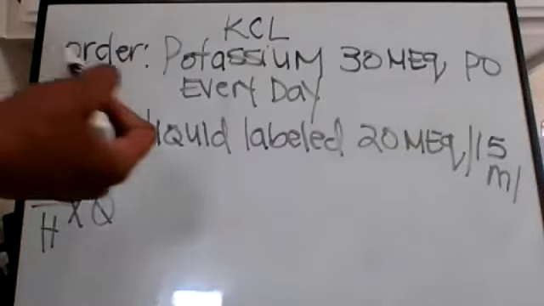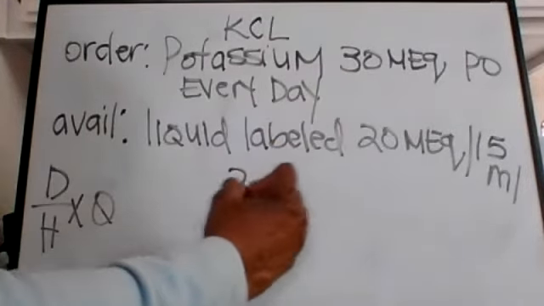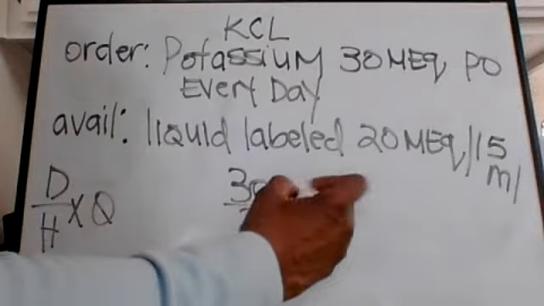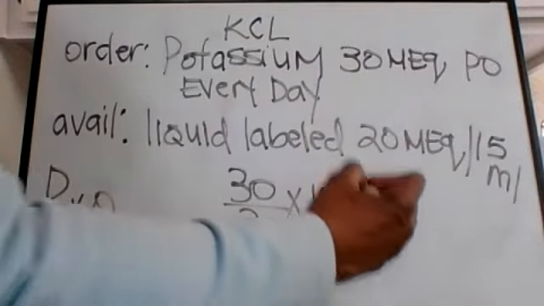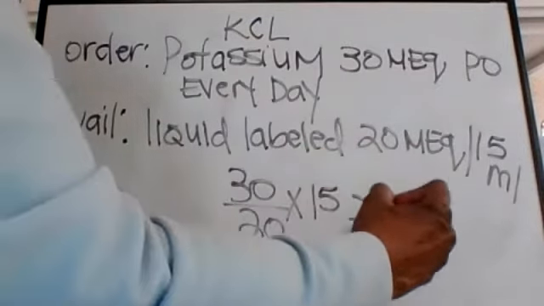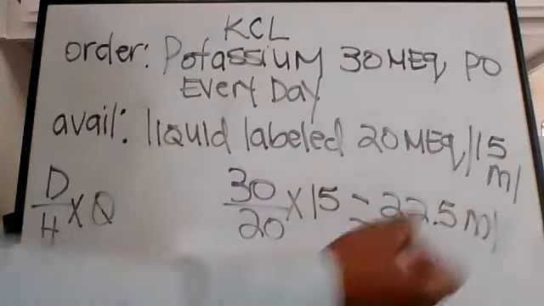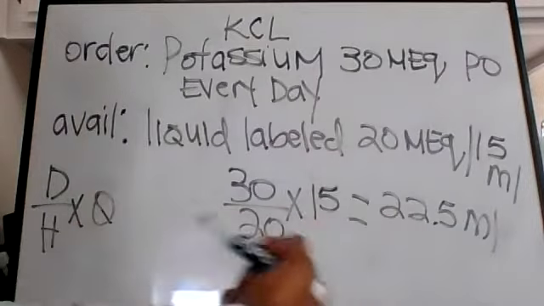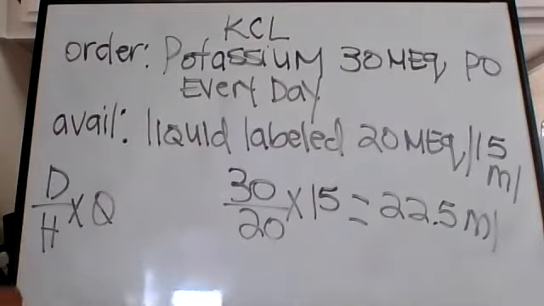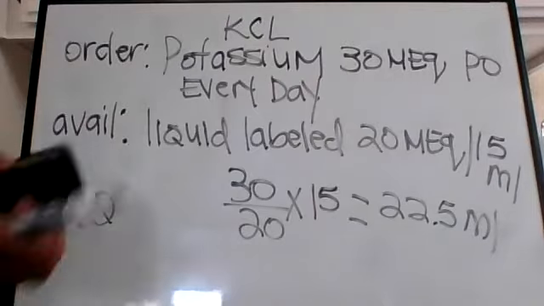All right, this one is very simple. The metrics are the same. So it's 30 divided by 20, okay, times 15. All right, answer is pretty clear, 22.5 milliliters. Remember, when we're dealing with decimals, you always round to the nearest tenth unless otherwise stated, okay? Unless otherwise stated.